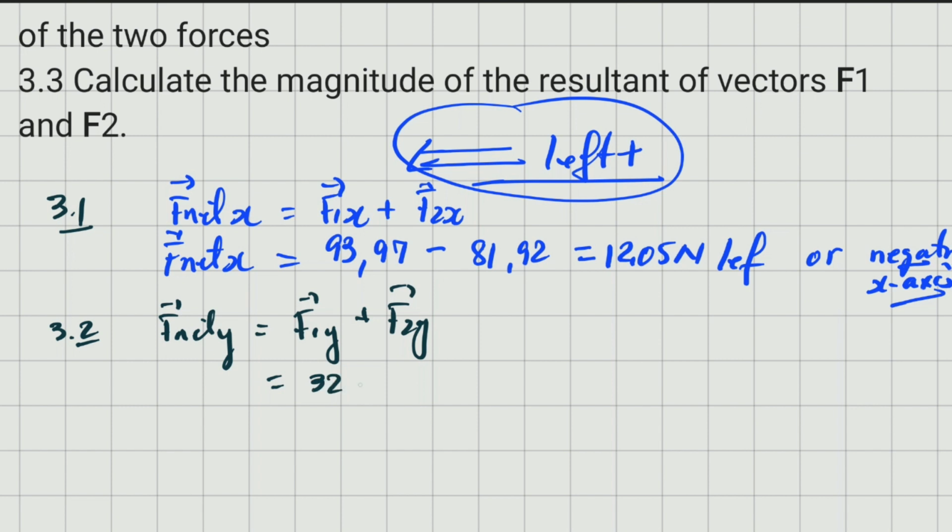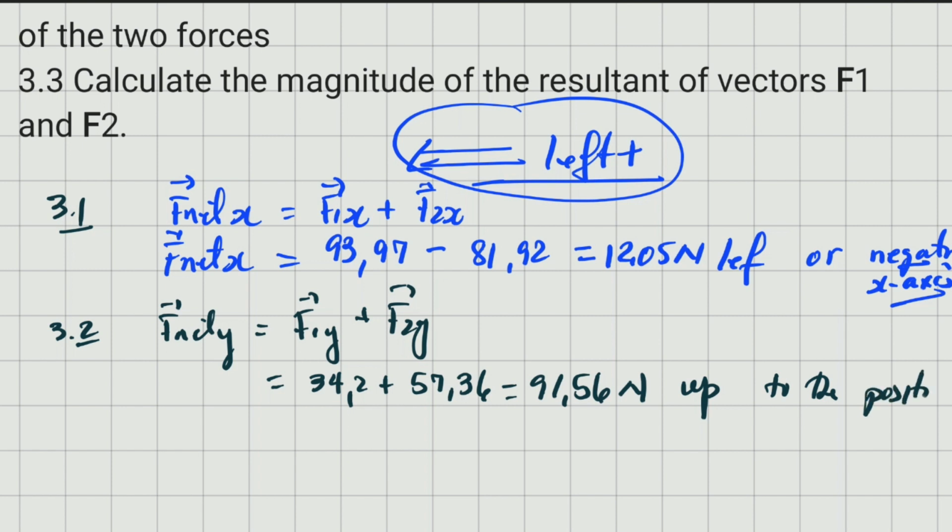This is 34, sorry, that is a 4 there, 34.2 plus 57.36, and the answer here is 91.56 newton up, or to the positive y-axis. You can just say that as well. So this one is quite easy, guys.